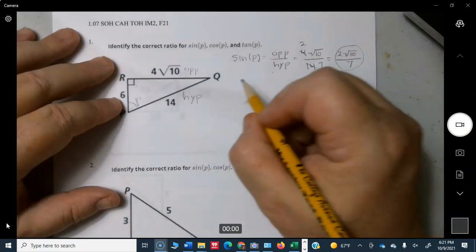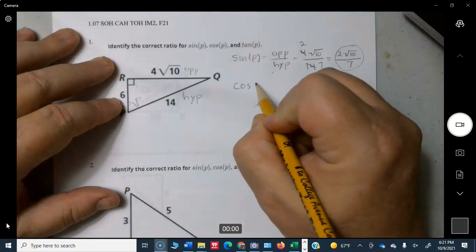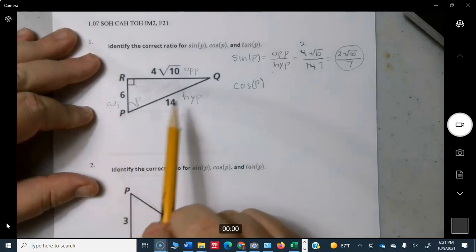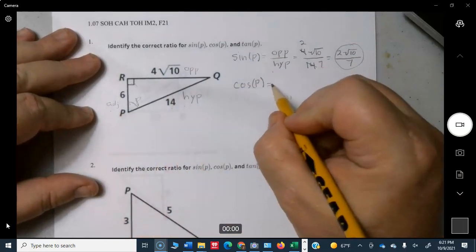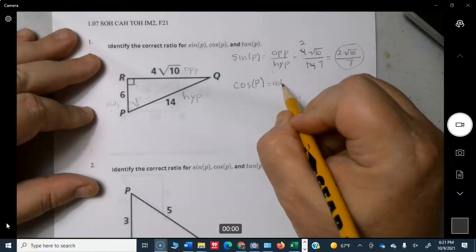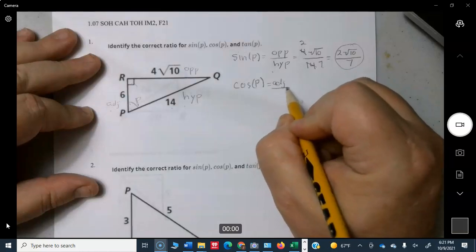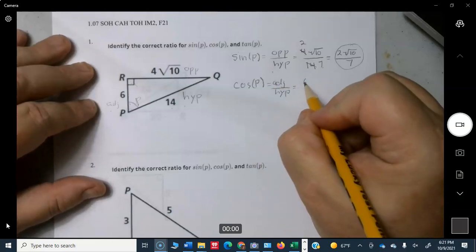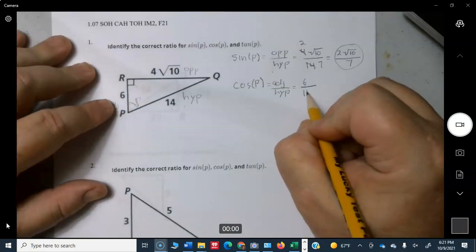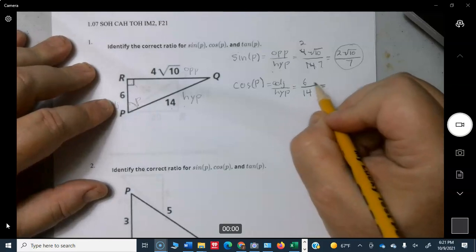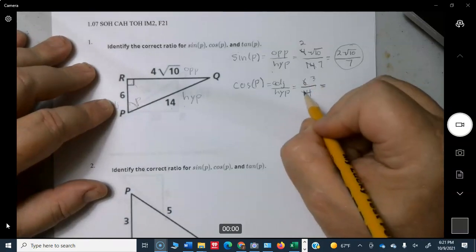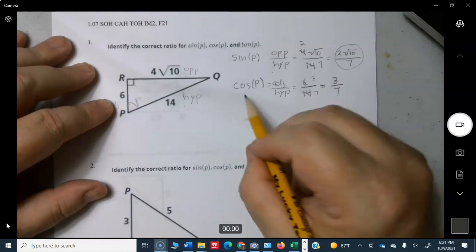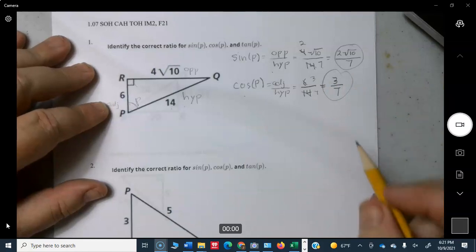Now let's go on to cosine. So the relationship is adjacent over hypotenuse. So just write that. And the adjacent is 6. And the hypotenuse is 14. And 2 goes into 6 3 times, and 2 goes into 14 7 times. So 3/7 is the answer. That is the cosine of P right there.